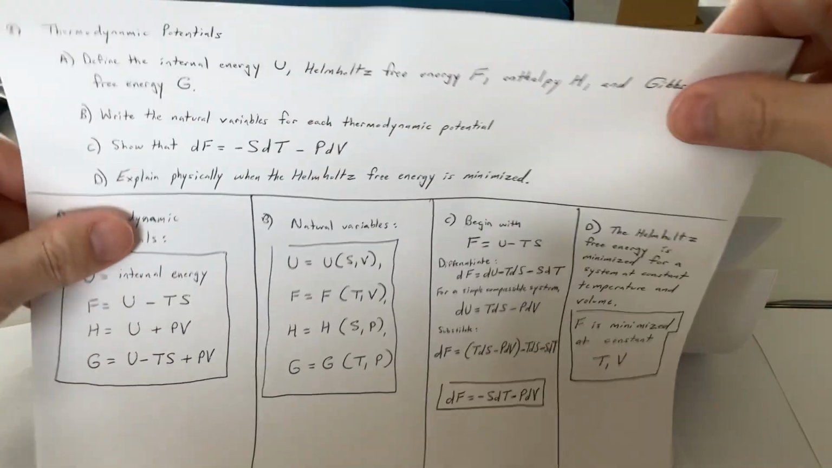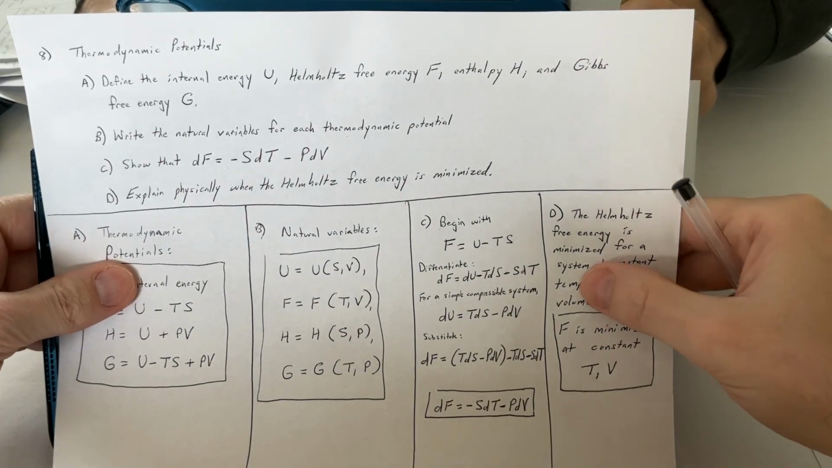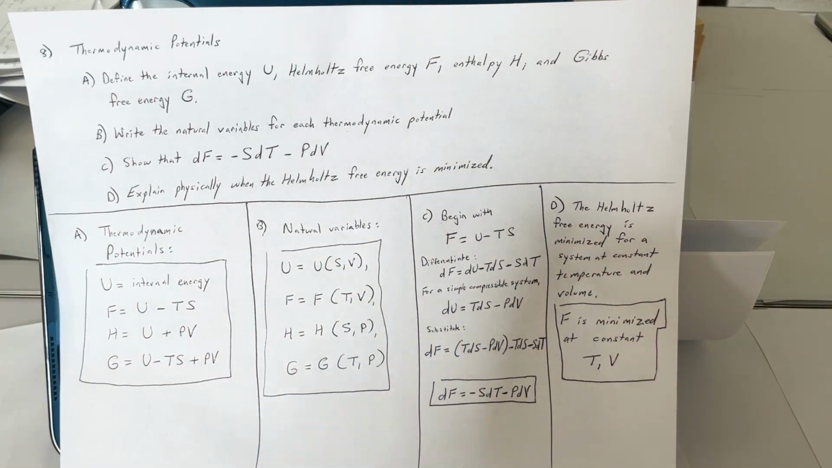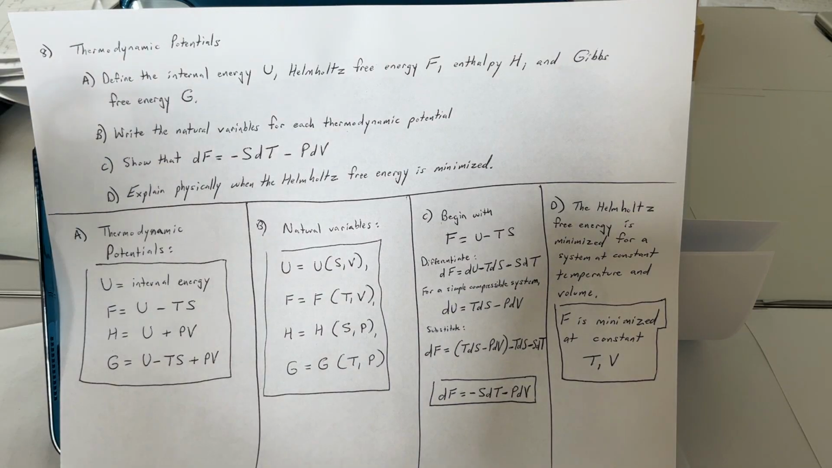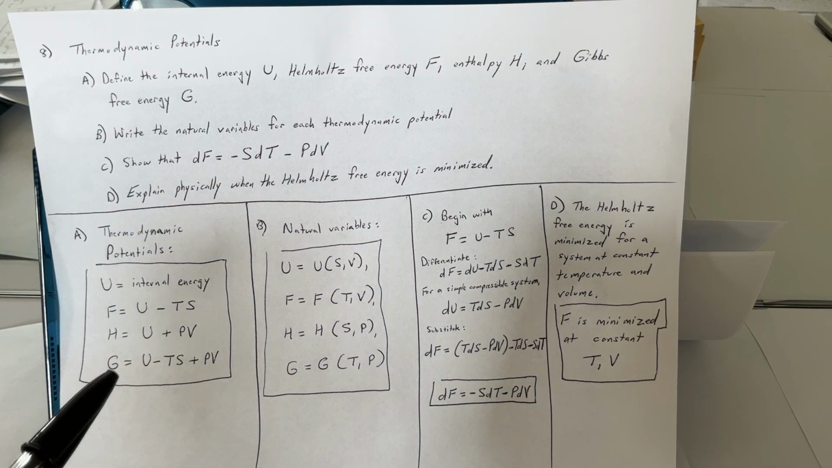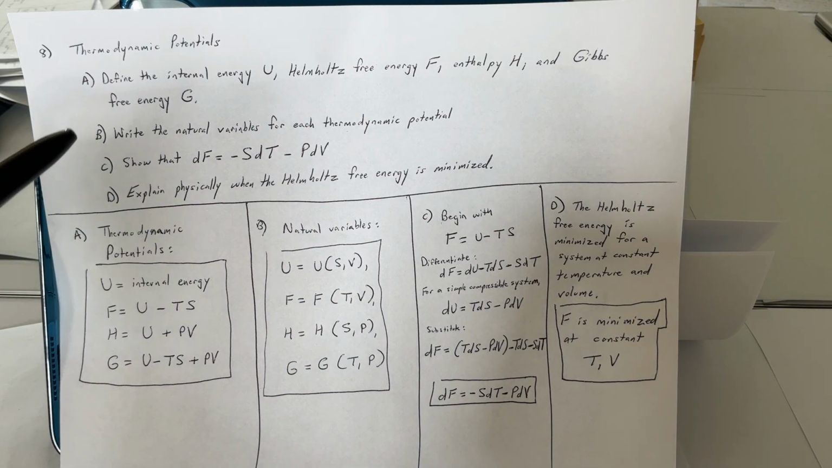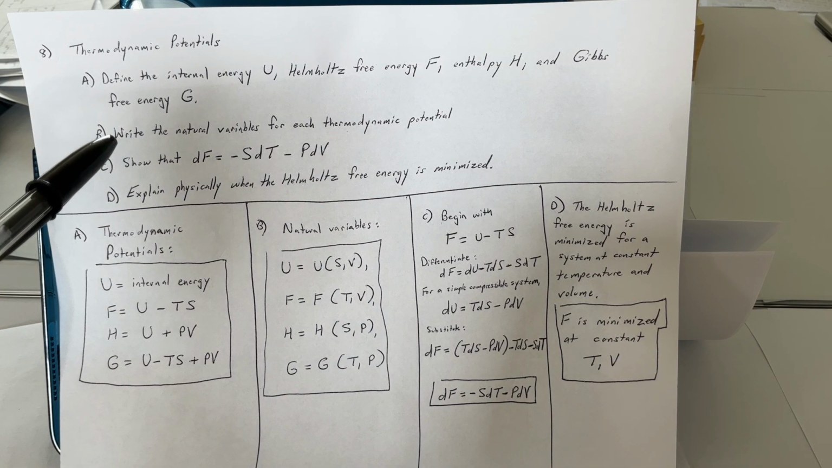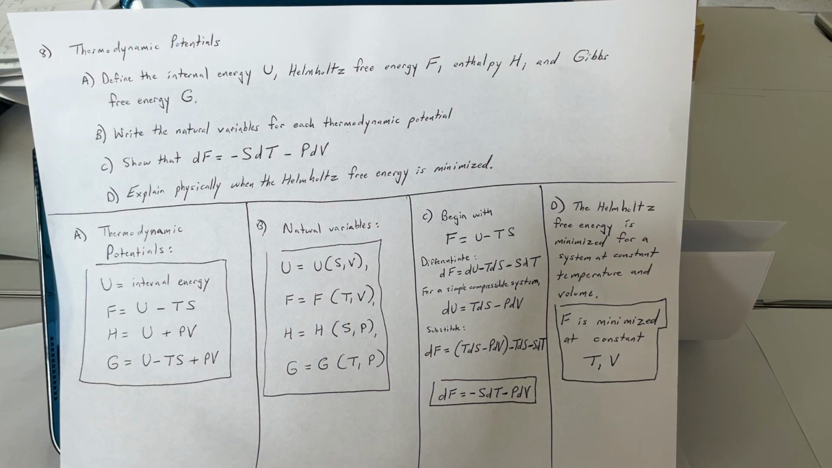Number 8, thermodynamic potentials. This is also more textbook-type note stuff. Part A: define the internal energy U, the Helmholtz free energy F, enthalpy H, and Gibbs free energy G. U is the internal energy. F is U minus TS. H is U plus PV. And G is U minus TS plus PV. Again, this is all textbook stuff.